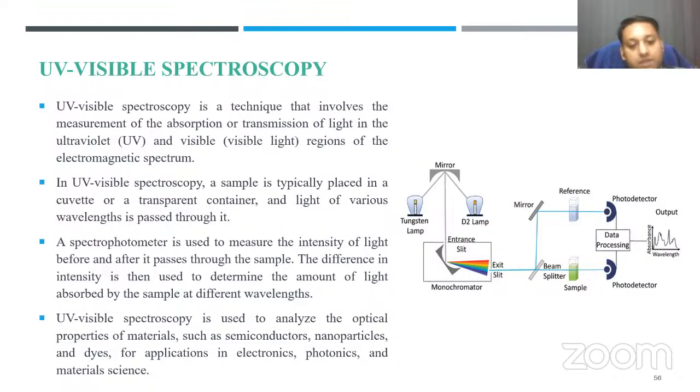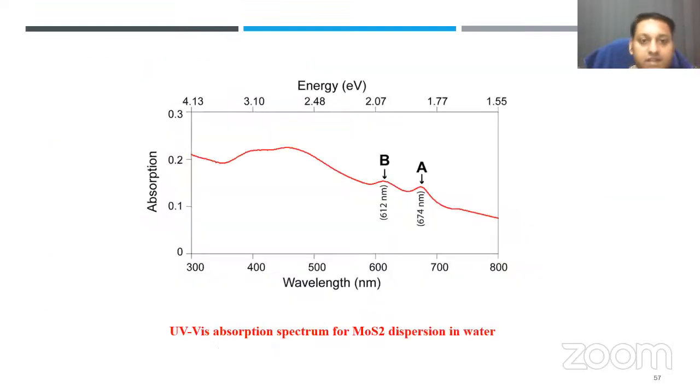This is called UV visible spectroscopy because we use a UV range or visible range of wavelength to analyze the optical property of materials such as semiconductors, nanoparticles and dyes for application in electronics, photonics and material science. This is a typical UV visible spectroscopy plot that we get with respect to the wavelength.